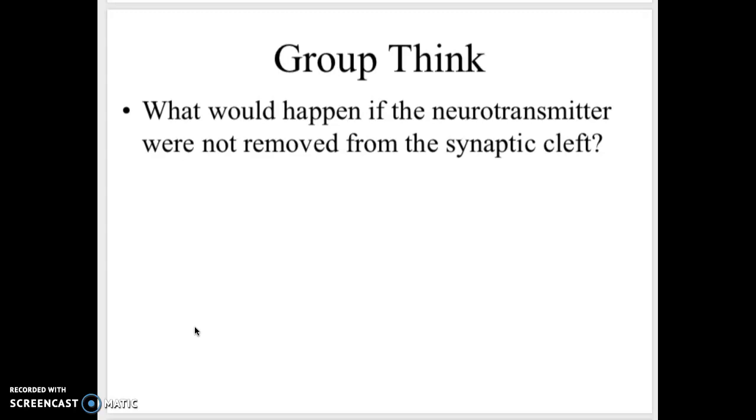So in the last video, I talked about the signaling and the chemical synapse and how all the steps of that work together. Now we'll look at a few group-think questions and then we'll continue on with our nerves lecture. So what would happen if neurotransmitter were not removed from the synaptic cleft? Neurotransmitter comes into the synaptic cleft, it binds to the ligand-gated channels, and that causes signaling to continue. What happens if the neurotransmitters are constantly there?